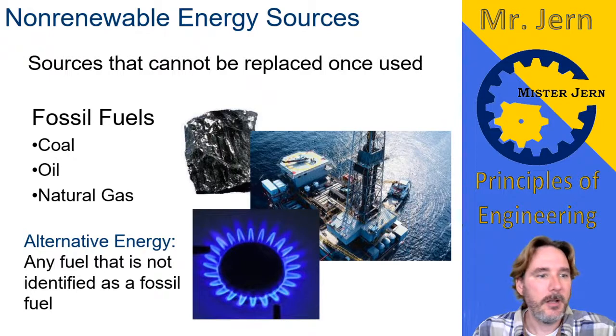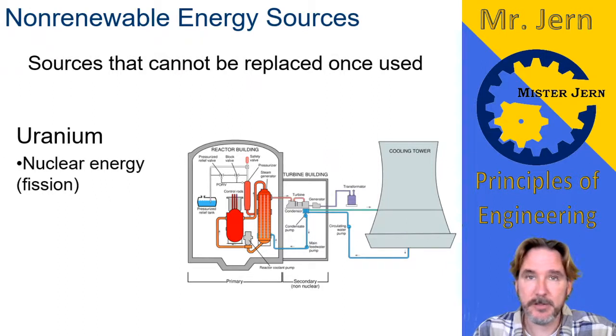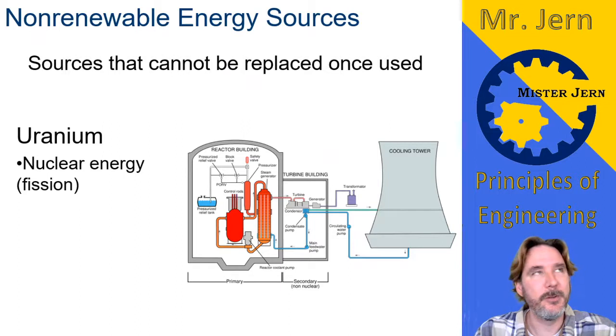So let's talk about some other non-renewable energy sources, which again, once we use them up, they're gone. So things like uranium. There's only a certain amount of uranium in the Earth that's accessible to us. So we use that for nuclear energy, fission.